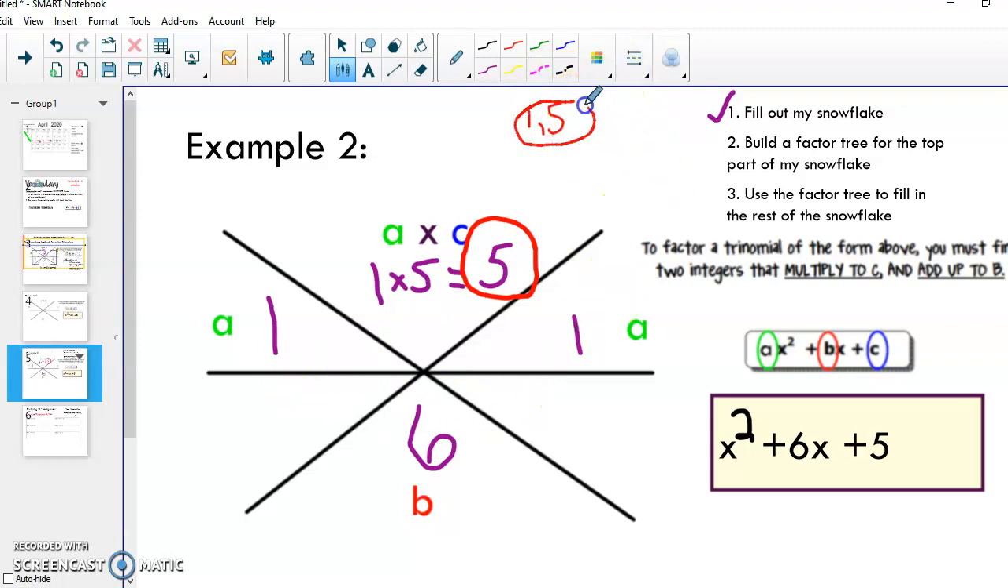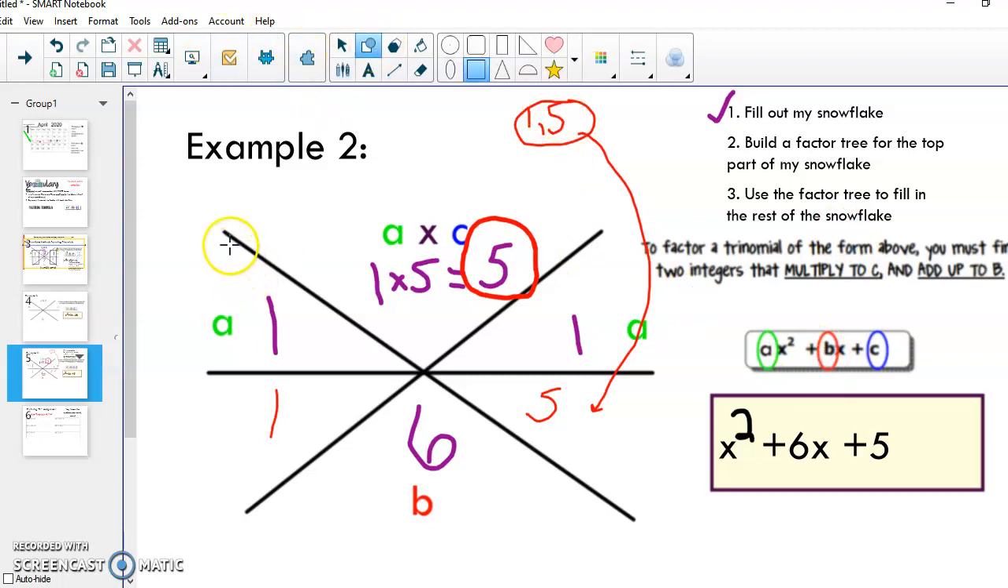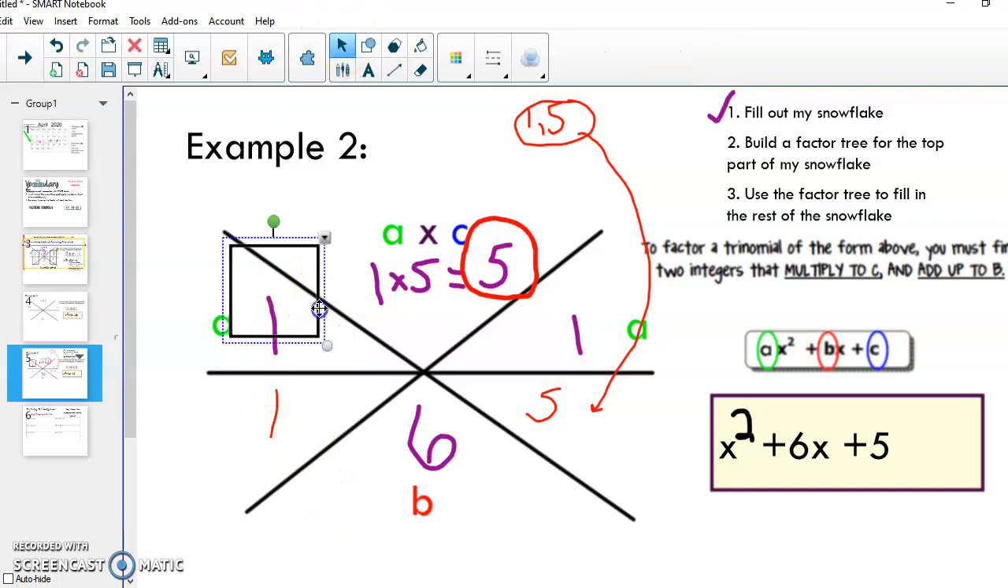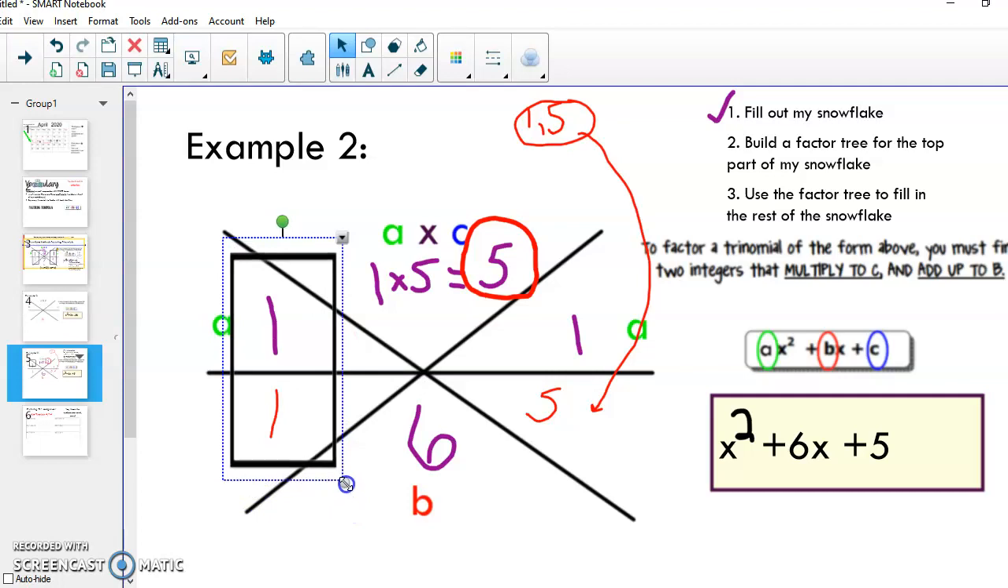I know that this set of factors is going to be moved and used to fill in the rest of my snowflake. So I'm going to fill in the bottom of my factor tree now with that 1, the first factor, and then the 5, the second factor. So now that I've filled in the rest of my snowflake, I know that my solutions for my factors lie here. So I'm just going to put a box around them so we don't forget where we're getting that information from.